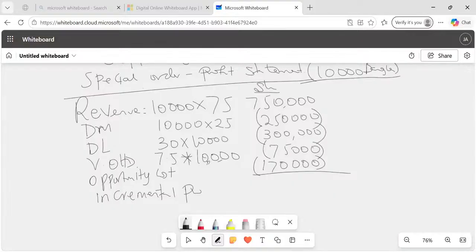So incremental profit, you take in this case the 750,000 minus the 250,000 minus the 300,000 minus the 25,000 minus the 170,000. If it's positive, we shall recommend production of the special order. So I'm being told it's minus 45,000. So in this case here, reject the special order.